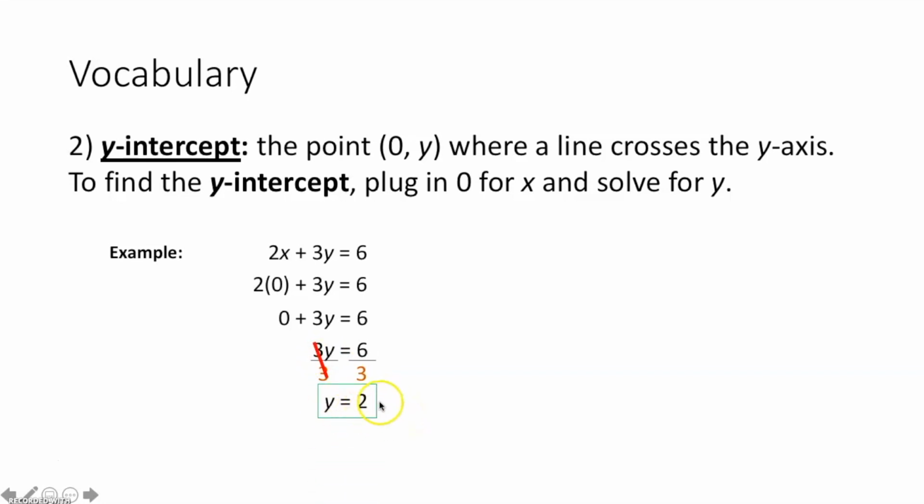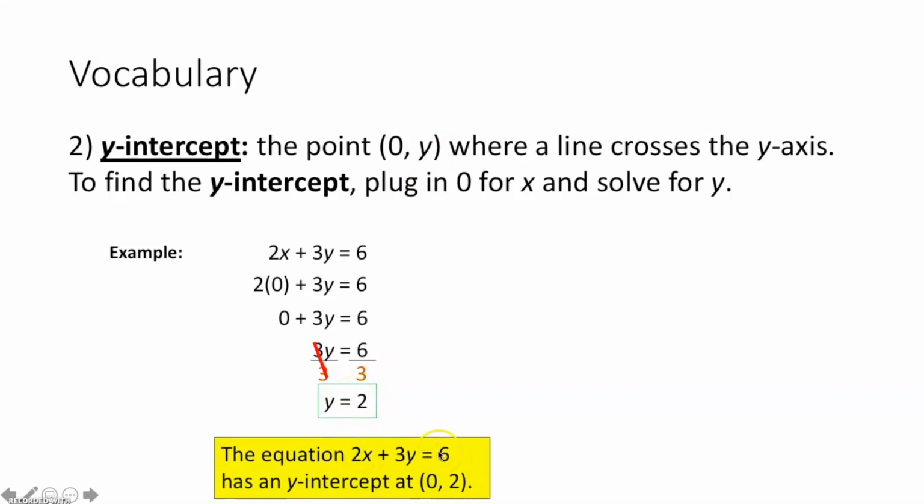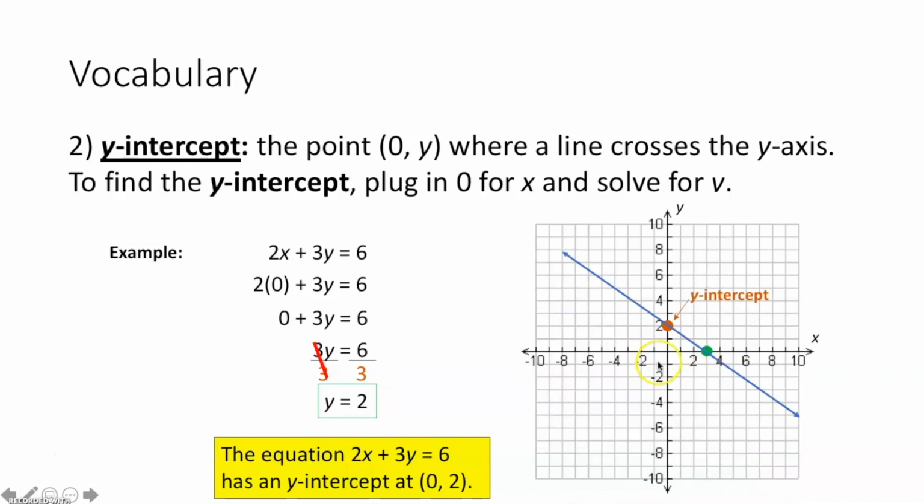Now again, you don't write this as your answer. This is a line. y equals 2, that's a line. We'll get to that later. We want the point 0 comma y. So 0 comma 2 is going to be your y-intercept, and that's where your graph crosses through the y-axis at 0 comma 2.